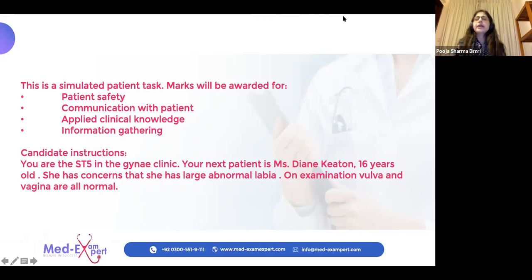So, examination findings are given. When you're talking, you say that I would like to examine and see. And then you say that on examination, everything looks fine. So at least you complete your template. Obviously she's complaining of large labia, so you need to examine her before you say anything. You say that I have examined you now and the examination findings look fine. Okay.